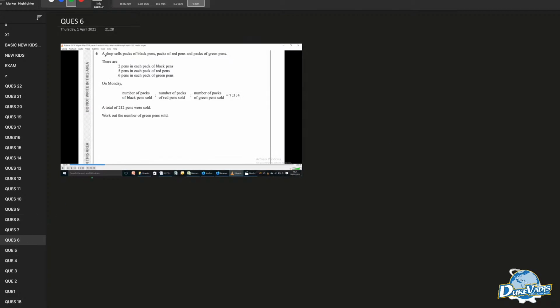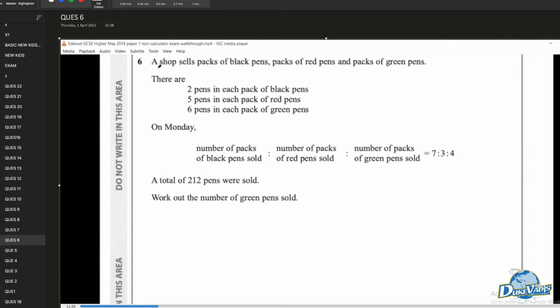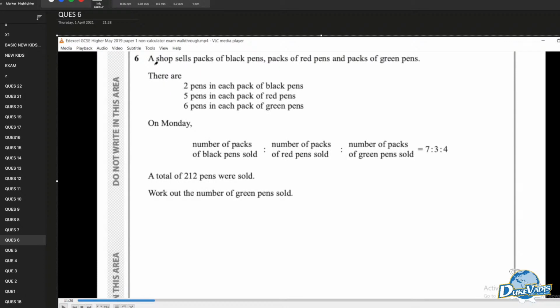Yes, these are the questions that interest me, the practical questions that I love so much. It's a real life situation. Okay, this is a question we have. The question is, the shop sells packs of black pens, packs of red pens, and packs of green pens. Let me take the question and look at it. It looks very clear to me here.